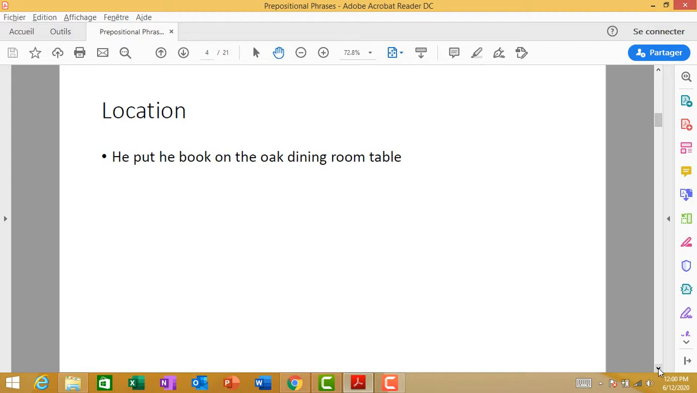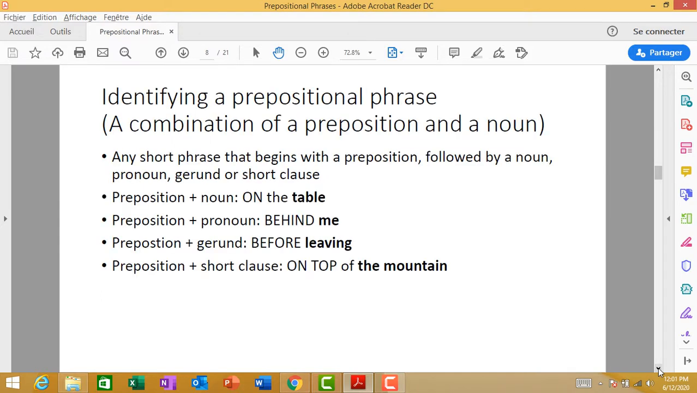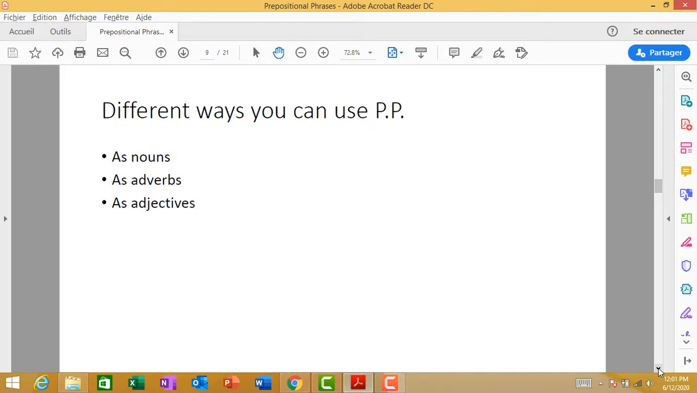So what I want you to do now is pause the video and try to identify the prepositional phrase in the sentence and tell me how this prepositional phrase is used. So is it used as a noun, or as an adverb, or as an adjective? You will do the same thing with the following sentences. He went down the street. So that's what you're doing. You're just identifying the prepositional phrase, and then you're telling me how it is used in the sentence.